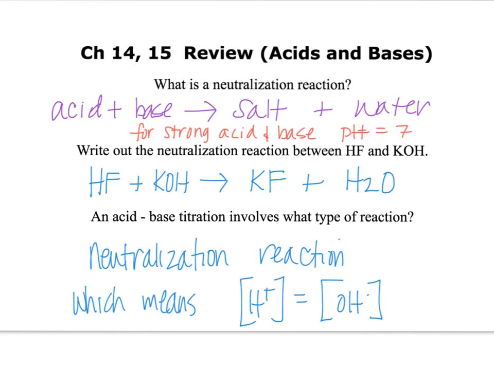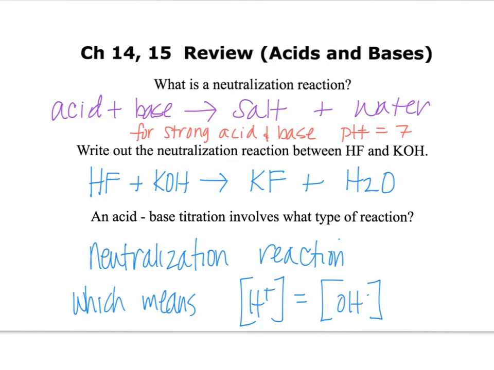So what is a neutralization reaction? Remember, that's an acid plus a base making a salt and water. And just make sure we remember that's any kind of salt, not just NaCl. If it's a strong acid and a strong base, the pH ends up being 7. The neutralization reaction between HF, hydrofluoric acid, and potassium hydroxide would be HF plus KOH.